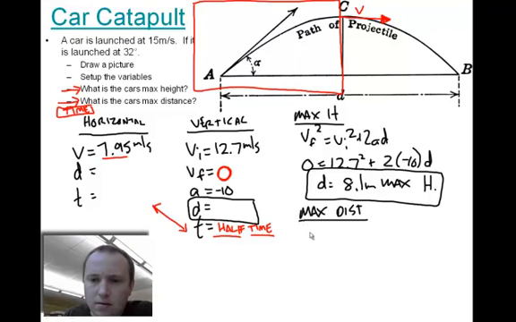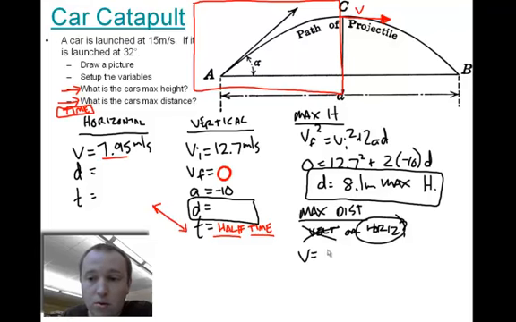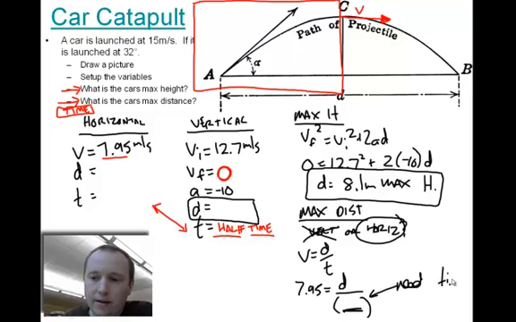Next up, max distance. Which one do I look at? Do I look at vertical or do I look at horizontal? Predict. I'm going to look at my horizontal. So horizontally, I have velocity is displacement over time. I have velocity, 7.95. I want displacement horizontally. What's missing, guys? What do I need? I need time.